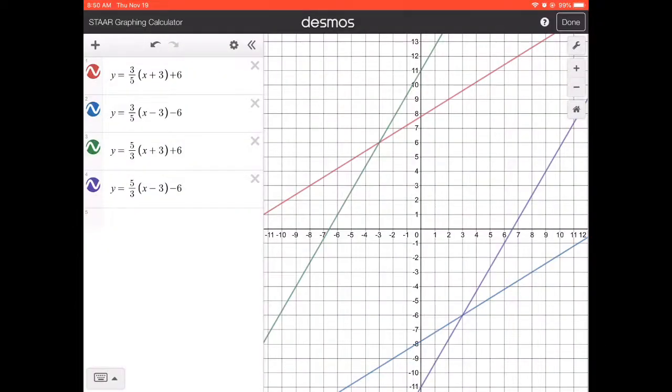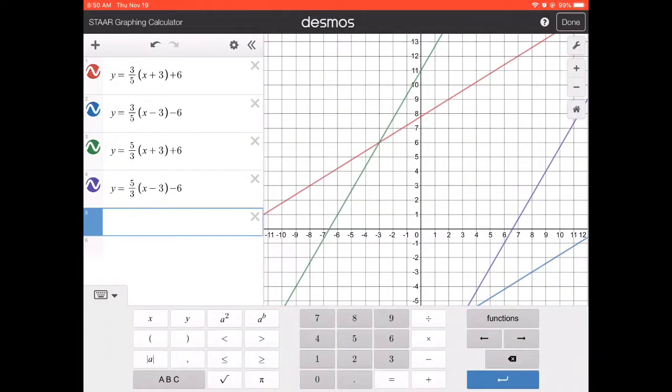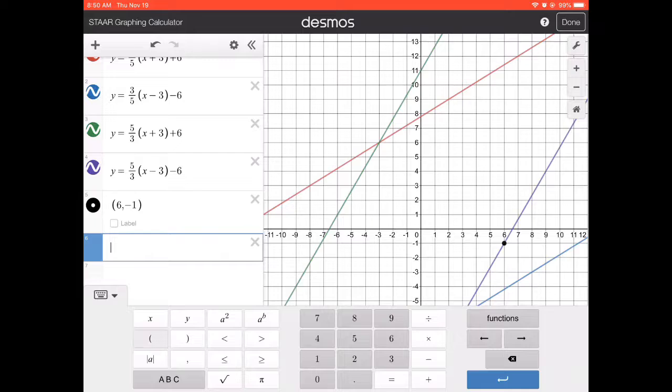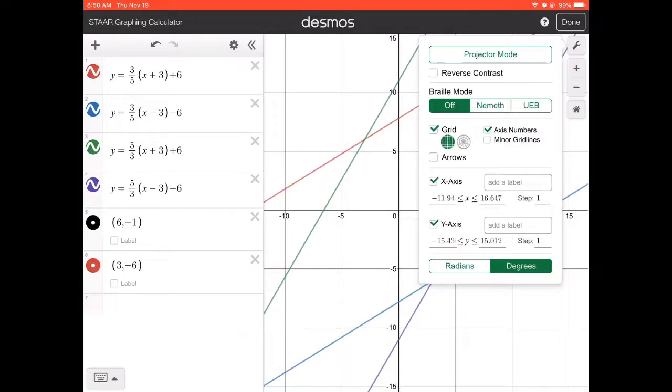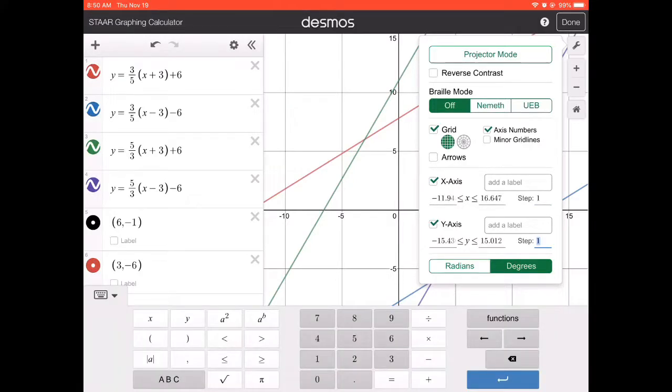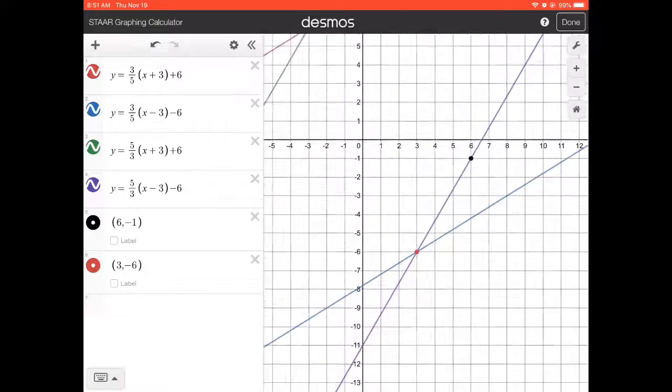All right, and I'm going to type those in so that I can see it, so I don't have to keep looking. 6, -1, and 3, comma, negative 6. All right, so I need to push, pull, and drag, and I have also changed my settings to try to count by ones, if at all possible, by changing the steps to ones and removing those minor grid lines. All right, there they are.